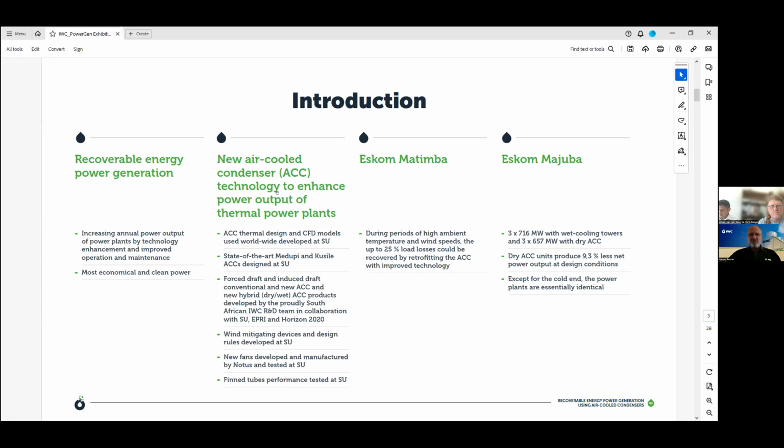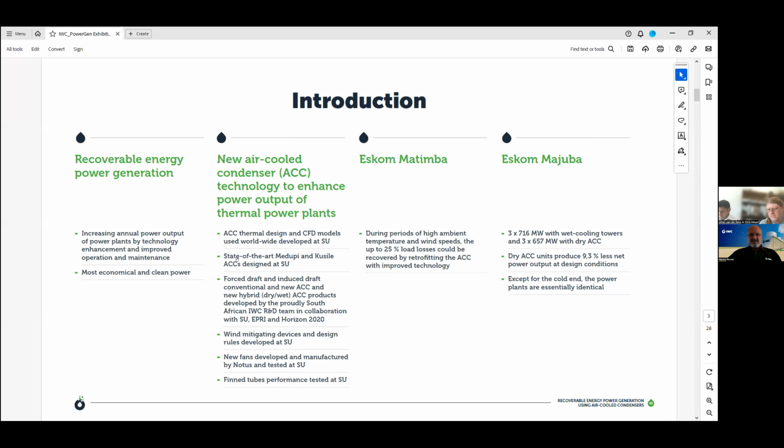I'll go into a little bit more detail later, but this system was developed pretty much at Stellenbosch University. A lot of the developments were done there, and the models used for thermal design and CFD models used worldwide were developed at Stellenbosch University under the leadership of Professor Detlev Kröger, who's unfortunately passed away.